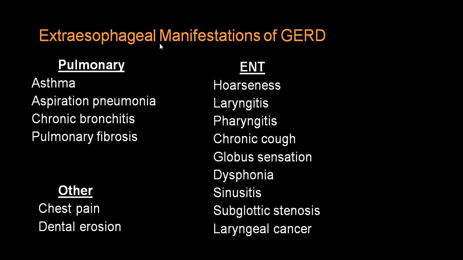So among extraesophageal, maybe pulmonary, maybe ENT, we already mentioned majority of the time, asthma, aspiration pneumonia, chronic bronchitis, pulmonary fibrosis. While among ENT, hoarseness, laryngitis, pharyngitis, chronic cough, dysphonia, sinusitis, subglottic stenosis, laryngeal carcinoma also is partly secondary to acid reflux, chest pain, dental erosion, otitis media, etc.